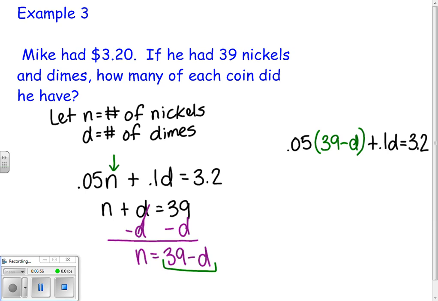So now we're going to distribute the 0.05. 0.05 times 39 is 1.95. And 0.05 times a negative d is negative 0.05d. Recopy the rest.